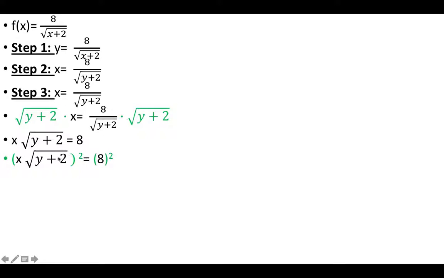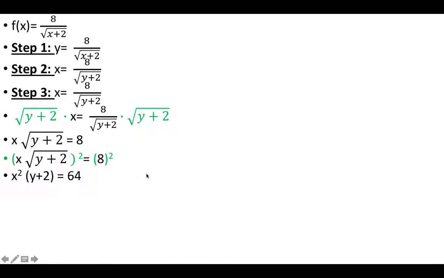When I square both sides, on this side the square has to go to the x and also to the second part, the square root of y plus 2. So it's going to basically distribute, and this is according to exponent laws. When you have a times b to the nth power, it's going to equal a to the n times b to the n. So that's what I'm using here. So in our next step, this is going to be 64. This is going to be x squared. This is going to become just y plus 2 because the square gets rid of the square root. This is what that looks like.